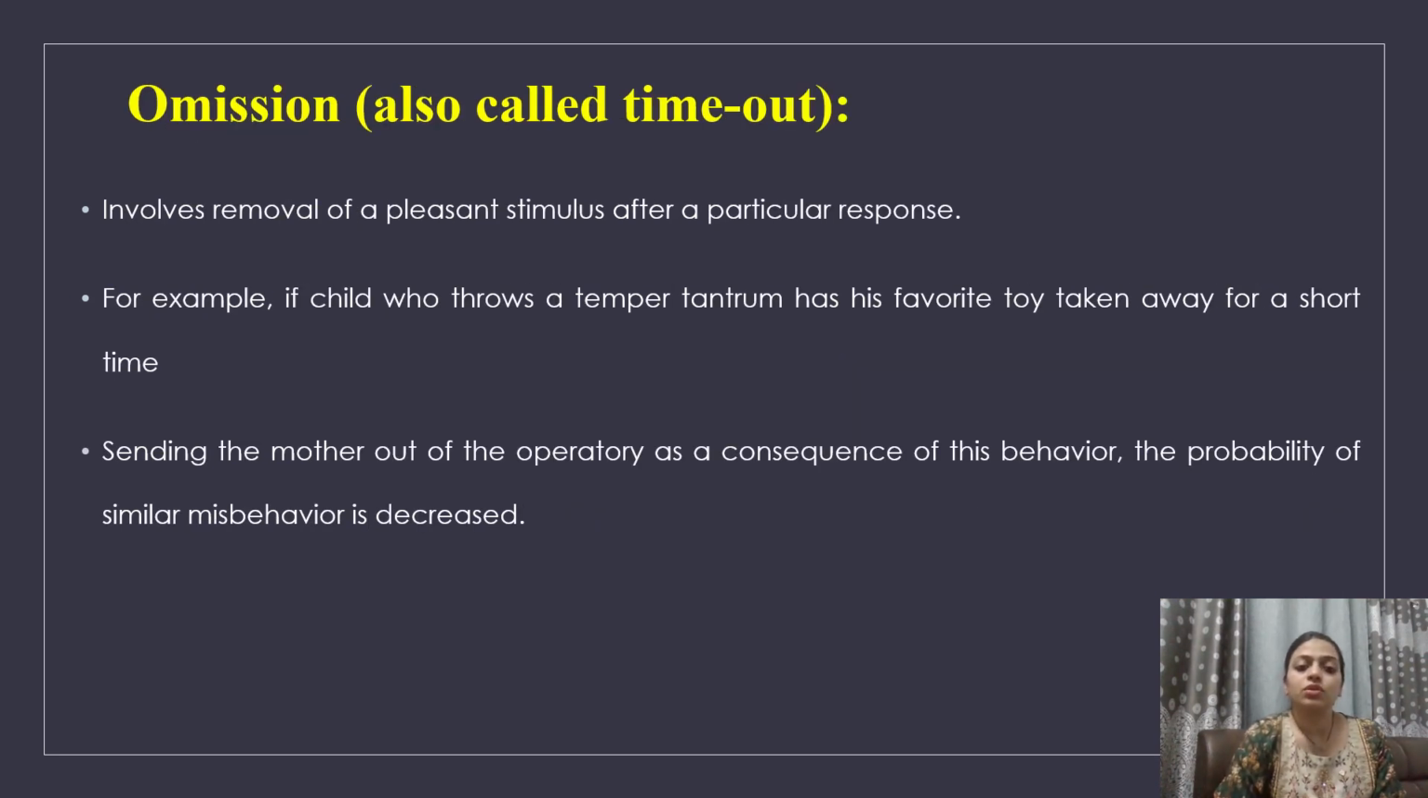Then comes omission. Omission, also called timeout, involves removal of a pleasant stimulus after a particular response. For example, a child who is throwing a temper tantrum, his or her favorite toy can be taken away for a short time. Also, sending the mother out of the operatory, that's an important question that has been asked many times, is also called omission. Okay, if the child is not behaving properly.